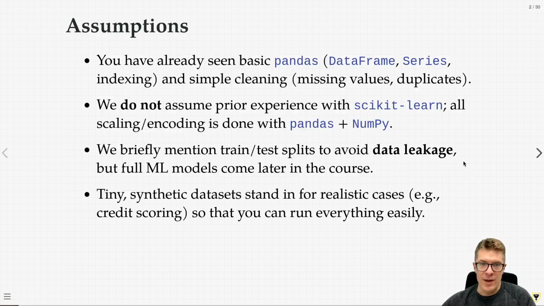So I'm assuming that you've already played around with pandas a little bit, with data frames, possibly with series and indexing. So you've gotten the code that I've provided and you've played around with it. You've done a little bit of cleaning, so you understand things like missing values and duplicates. I'm not assuming that you have prior experience with scikit-learn. Scikit-learn is another popular Python library that's used a lot in traditional machine learning especially. We're going to gradually use more and more of it over this course.